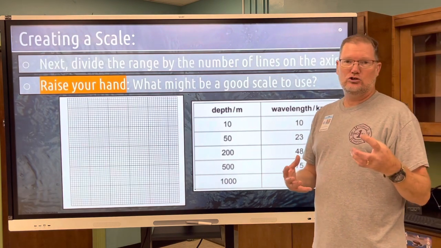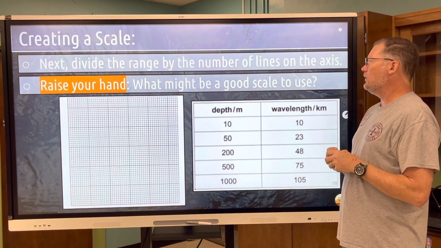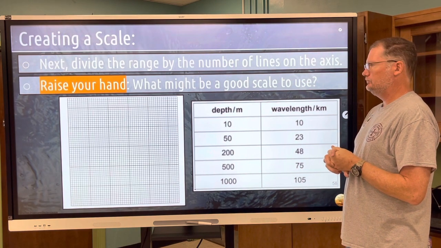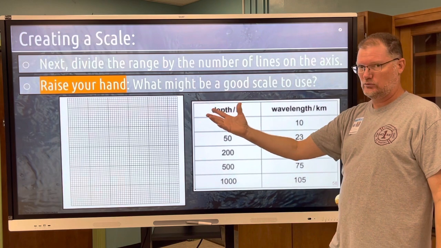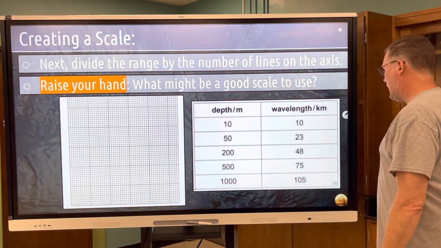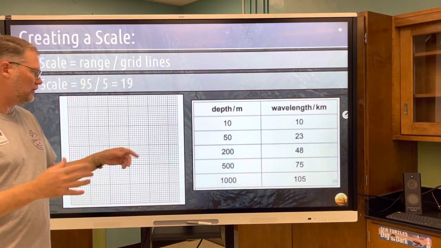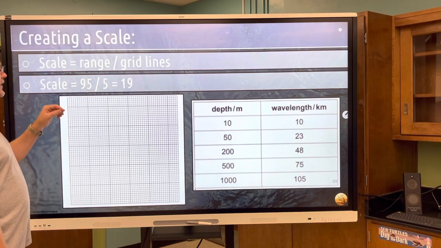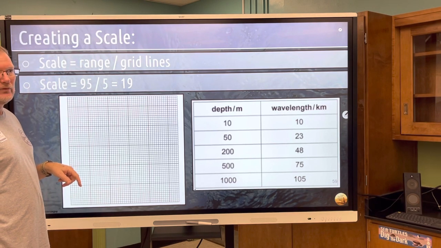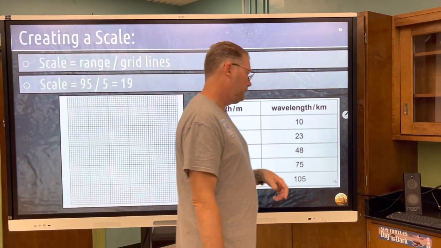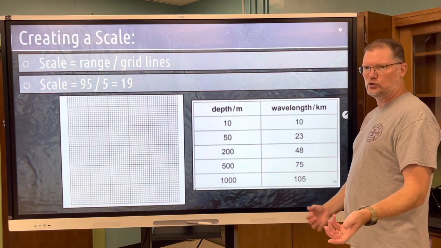Next, you divide the range by the number of lines on the axis, okay? So what might be a good scale to use? You'd have to count the number of lines, which was what? We did that already, okay? And therefore, we said there were 5. We said 5 or 6, but you can't go to 6 really, so it's 5. So 95 divided by 5 is 19. Now what do we do with that number, okay? That's gonna be our scale, right? But 19 is an odd number. So what should we do with that number?